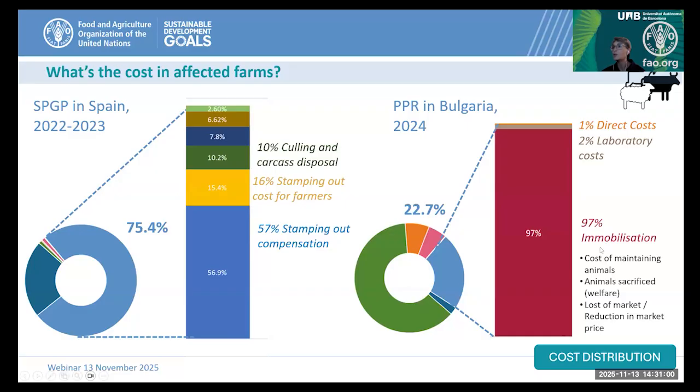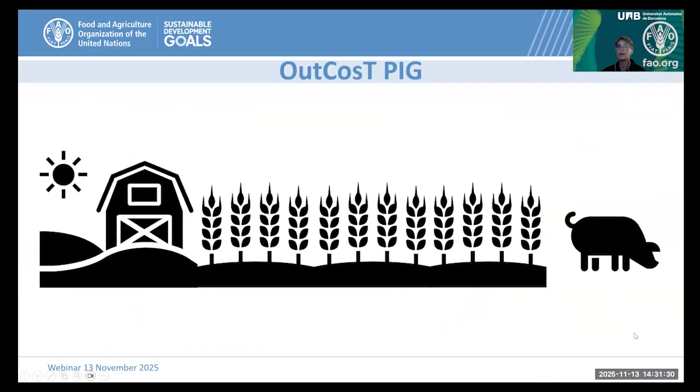Within this immobilization, we can have a detail of how much it cost maintaining animals when they cannot be sent to the slaughterhouse, how much the sacrifice of animals cost for welfare reasons because of lack of feed or space in farms, and how much farmers lost in the market or due to price reduction. And this is an example of cost that we can also use to talk with the private sector.